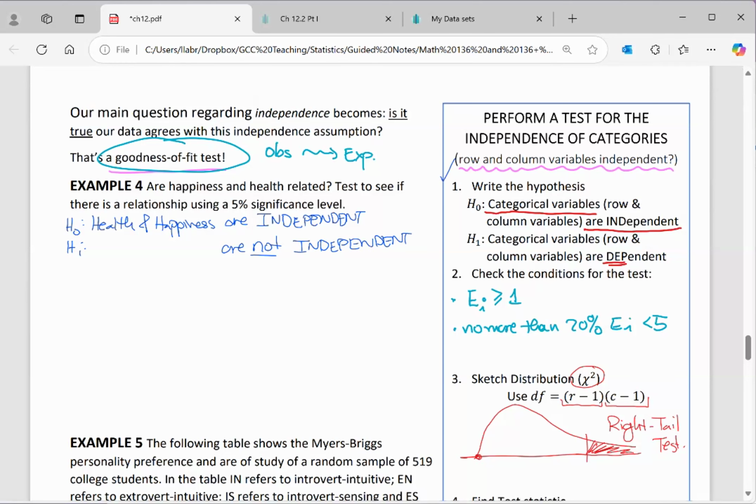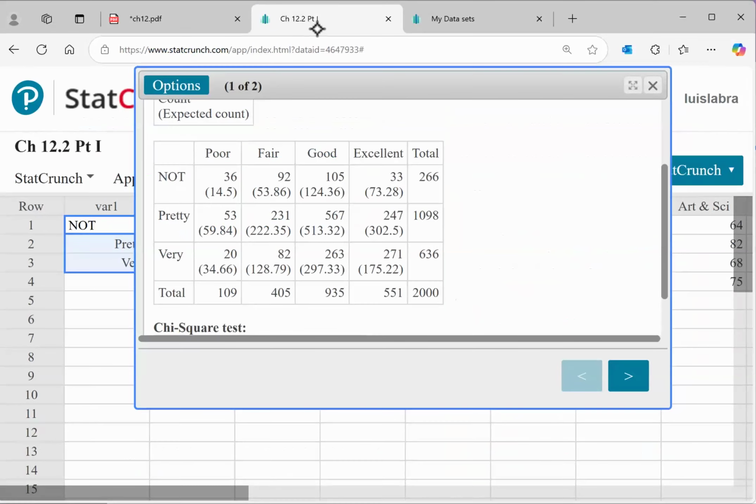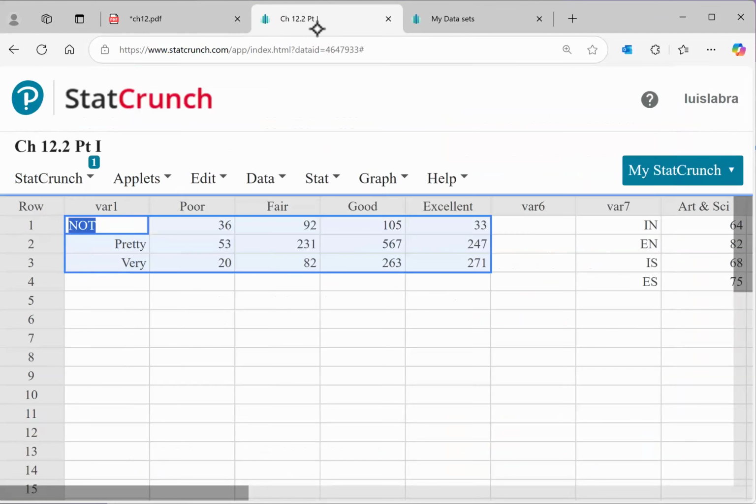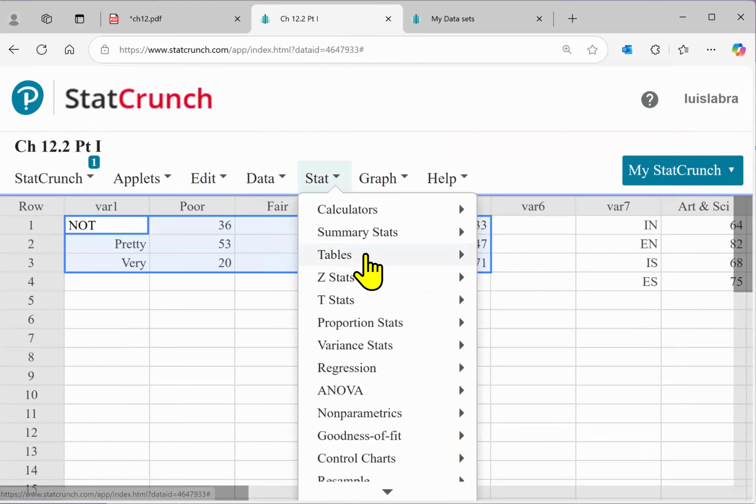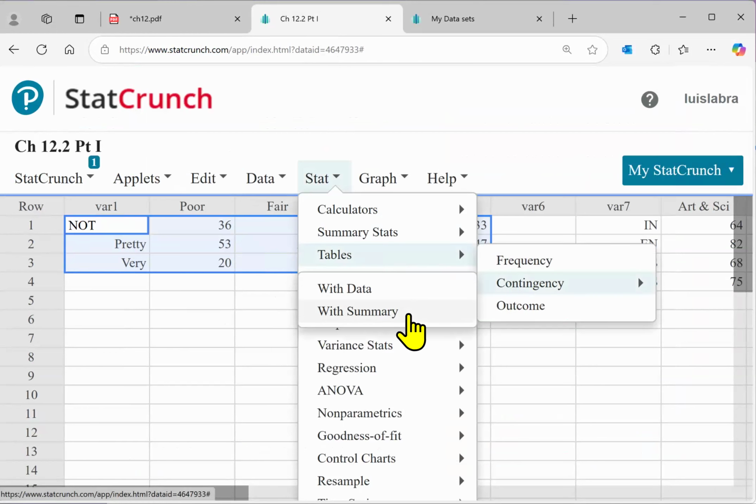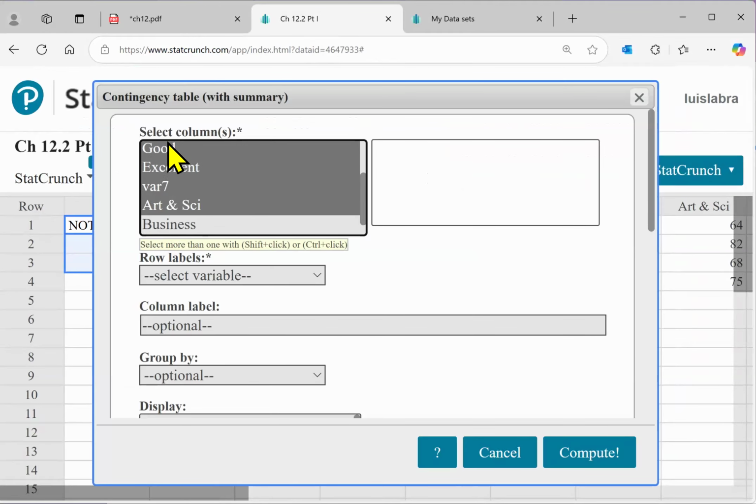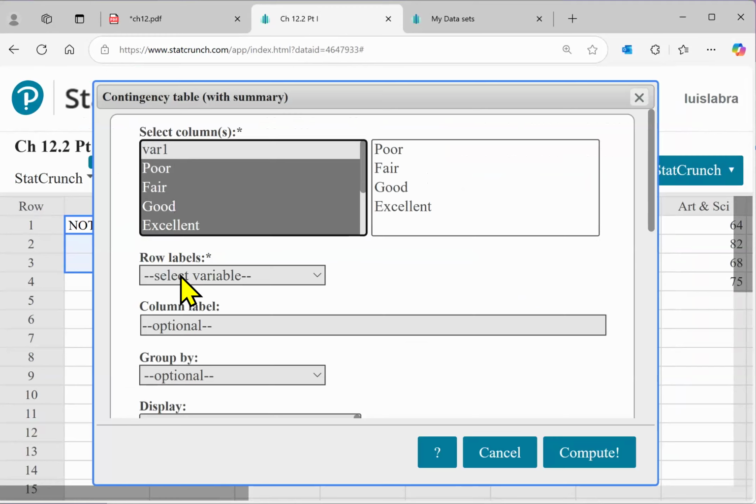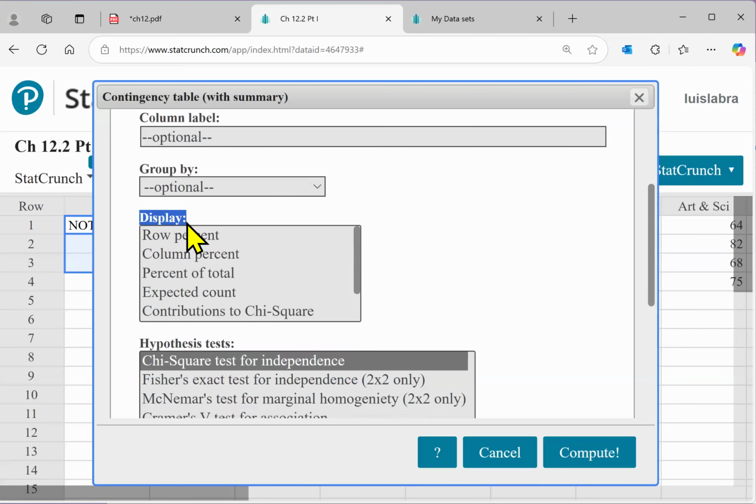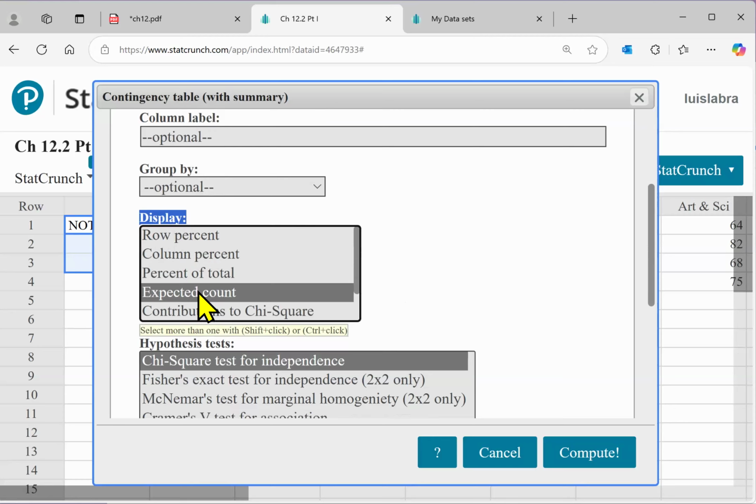All right, so we've written out our hypothesis. Now let's check the conditions of the test. Remember that if you have your data in StatCrunch, you can get the expected counts by going to Stats, Tables, Contingency, With Summary. Select only the columns at the top. So that was poor, fair, good, and excellent. And the row labels are var1. Make sure that you scroll down a little bit and you select here the display that says expected count. And just for demos, I want to also show right here contribution to chi-squared.